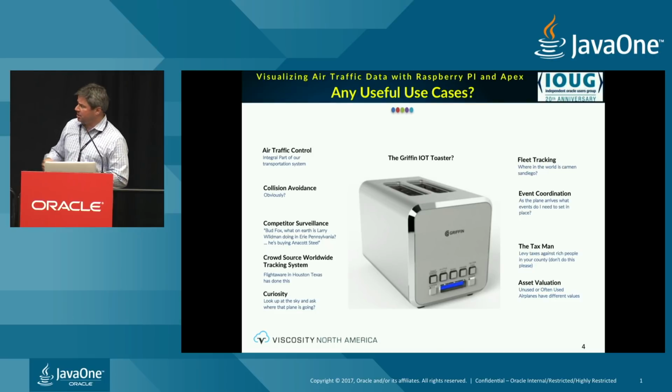Event correlation: the tax man here in California, I know you guys have a lot of taxes. Use tax: you have a very expensive airplane, $10 million. You might want to know when that airplane is using your county. And asset valuation: used airplanes have different values based on usage. If a plane's just sitting there rusting, it's going to really affect its value.